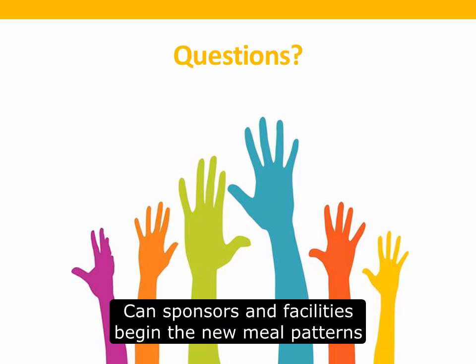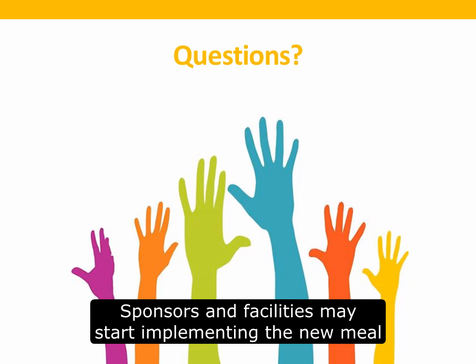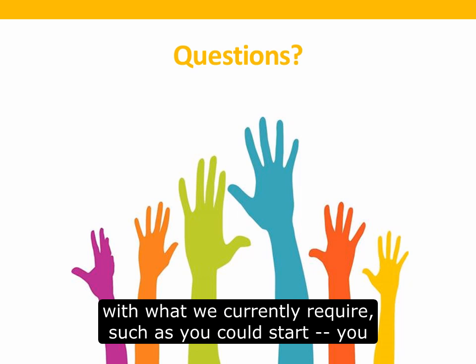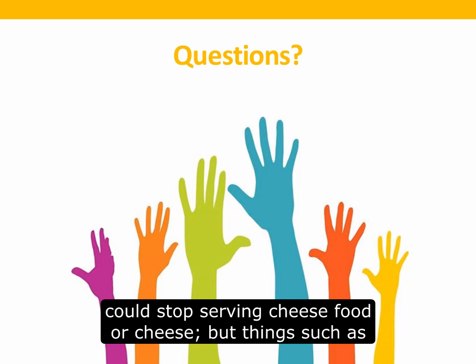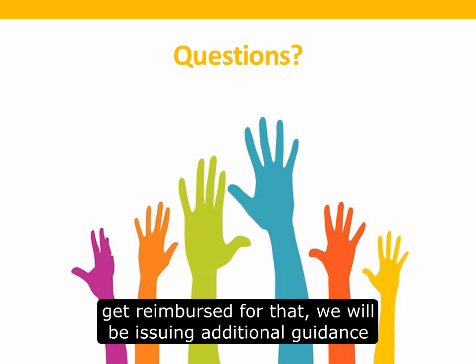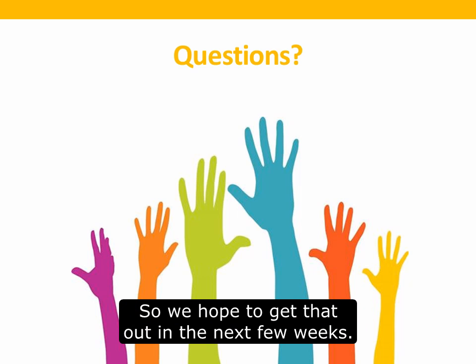Can sponsors and facilities begin the new meal patterns before the final rule's June 24th, 2016 effective date? Sponsors and facilities may start implementing the new meal patterns as soon as possible. There are many pieces to the new meal patterns that are in line with what we currently require, such as you could stop serving cheese food or cheese spread. But for things such as having a mother come on site to breastfeed and get reimbursed for that, we will be issuing additional guidance on those new allowances that are not in line with the current meal pattern. So we hope to get that out in the next few weeks.